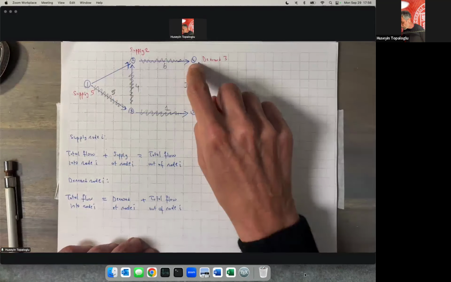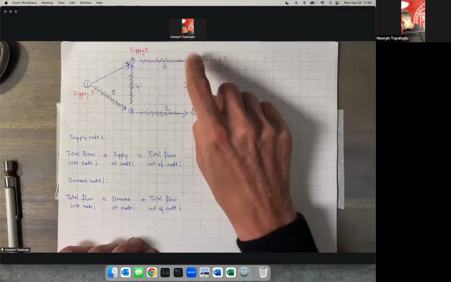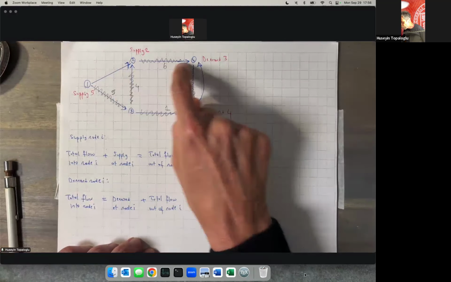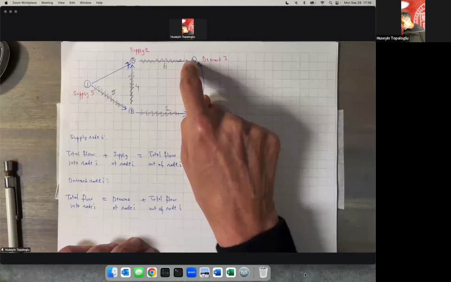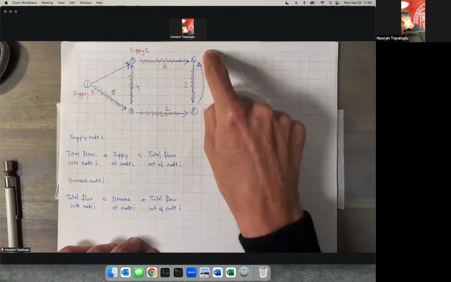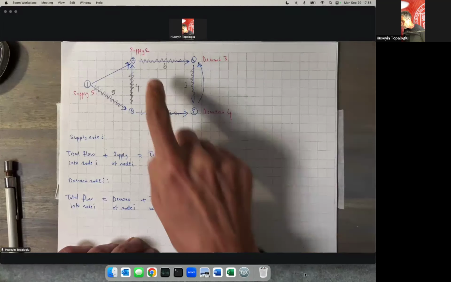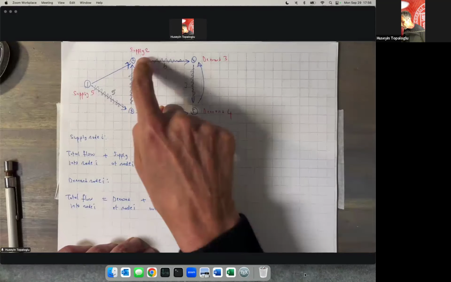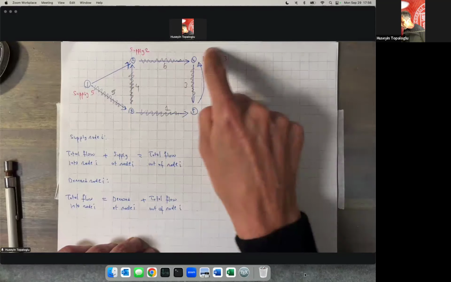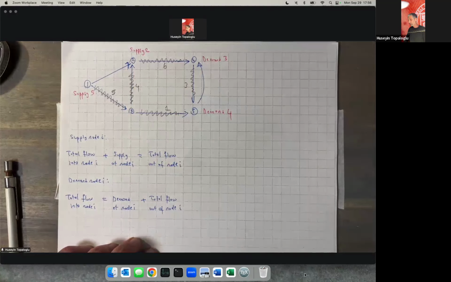On the other hand, what do I need to write for a demand node? For a demand node, the total flow into node I should be enough to cover the demand at node I and the total flow out of node I. So for a demand node, we need to write total flow into node I is equal to demand at node I plus the total flow out of node I. So these are two kinds of constraints that we need to be writing for supply and demand nodes.